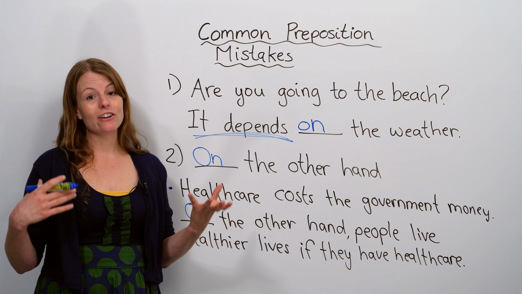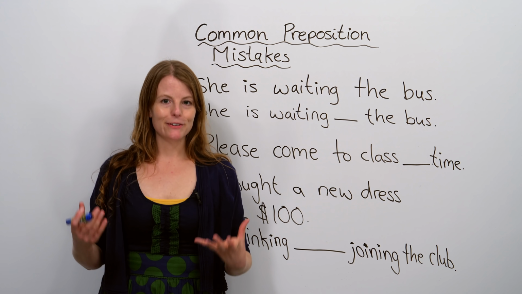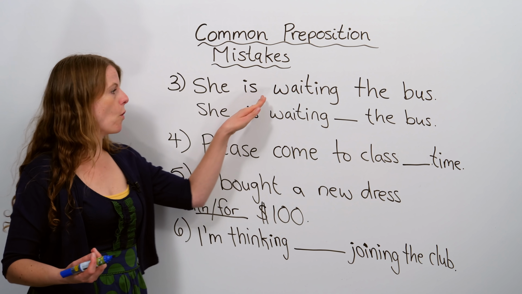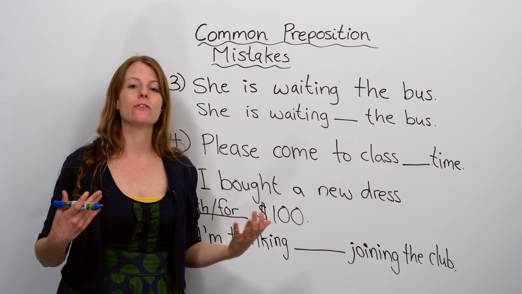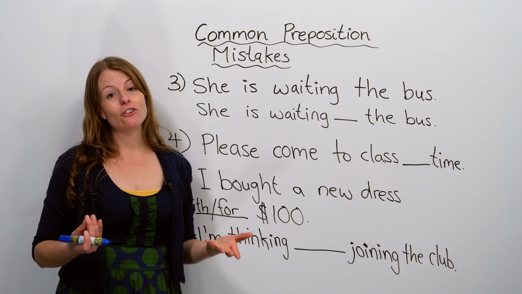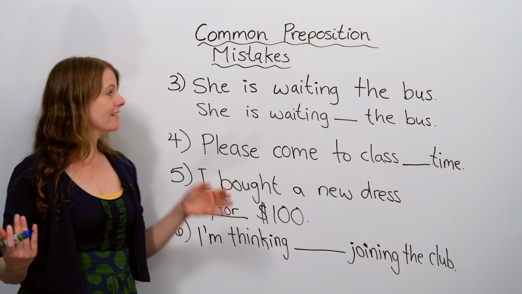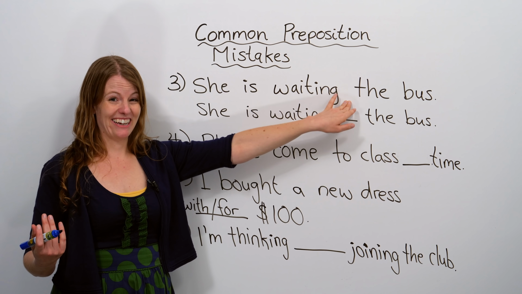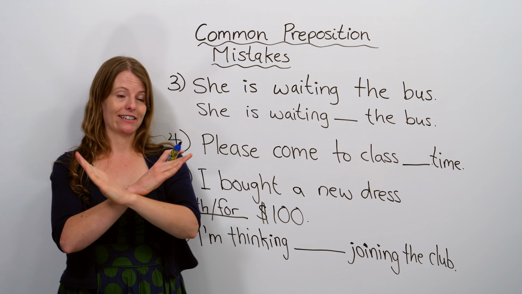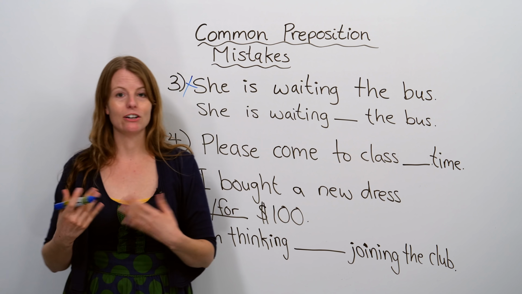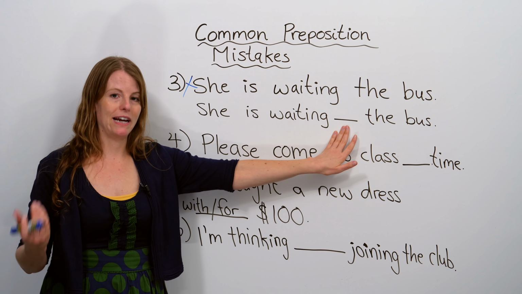So now let's look at some other common mistakes students or learners of English make with prepositions. Okay, so the next common mistake I see is with this word waiting. We use this word a lot in English. You know, people are always waiting for something. So many students get confused with what preposition to use after the word waiting. Sometimes I see students not use any prepositions like this. They say, she is waiting the bus. That is incorrect. Okay, so I'm just going to put an X right here so you know that's not the right one. So there has to be a preposition that comes after the word waiting.